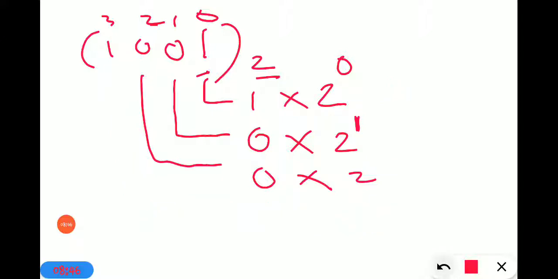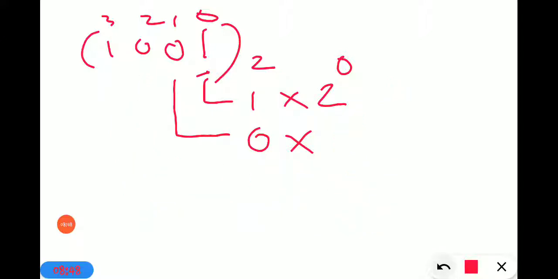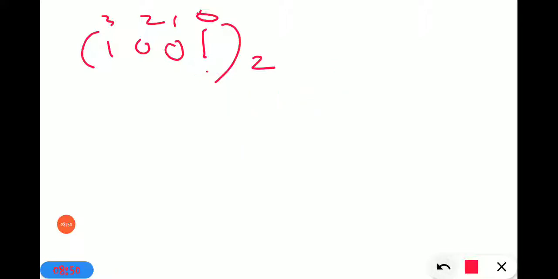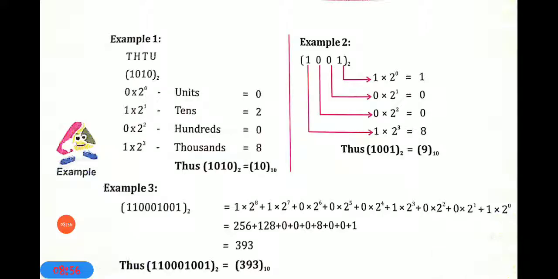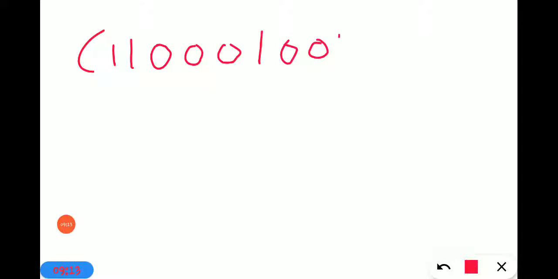So 1 0 0 1 का आंसर क्या होता है? 9. Okay, and 1 0 1 0 का मतलब क्या होता है? 10. Here is the second number also. And the third method also. 1 1 0 0 1 0 0 1. Okay, so let's write down this number. 1 1 0 0 1 0 0 1. This is a binary number.